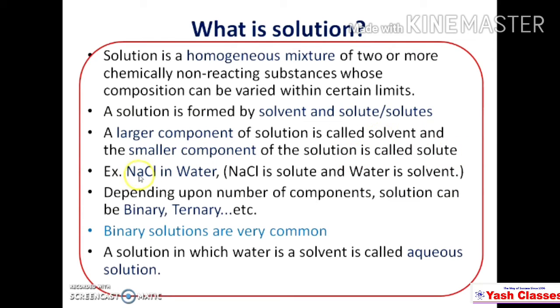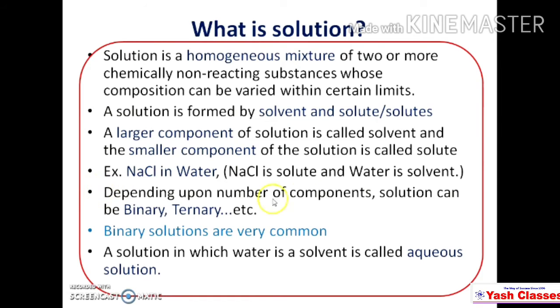We'll take the example of sodium chloride in water. Sodium chloride is common salt. When 1 gram of common salt is added in 1 liter of water, the quantity of water is more and the quantity of sodium chloride is less, and therefore here sodium chloride is a solute and water is a solvent, because water is the larger component and NaCl is the smaller component, so its quantity is less.